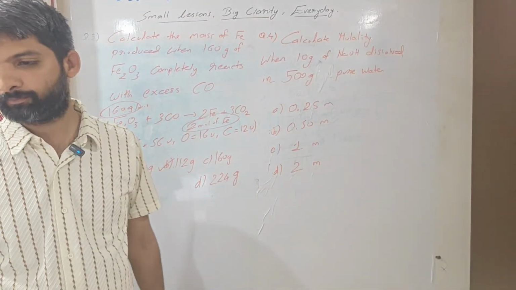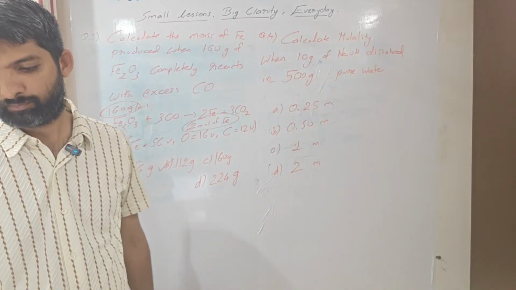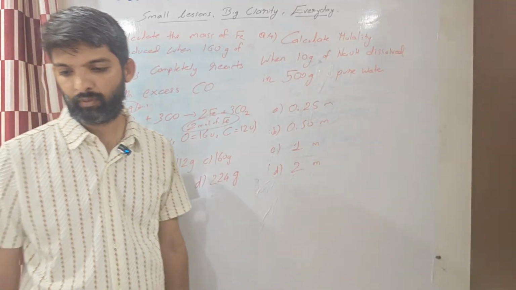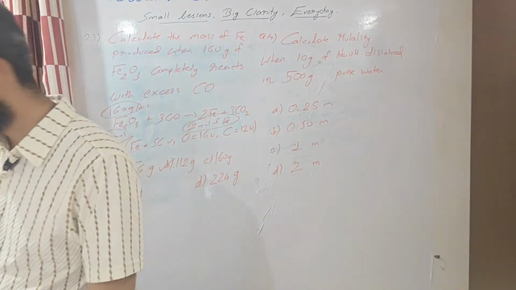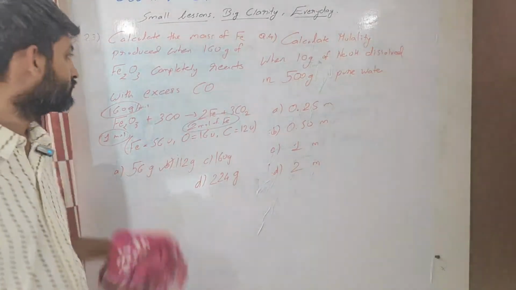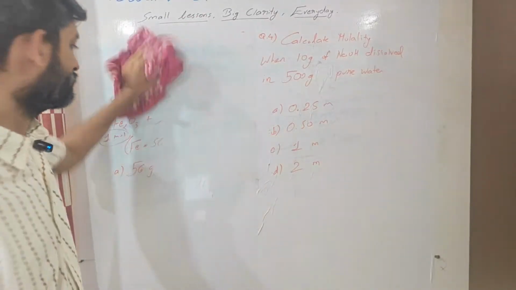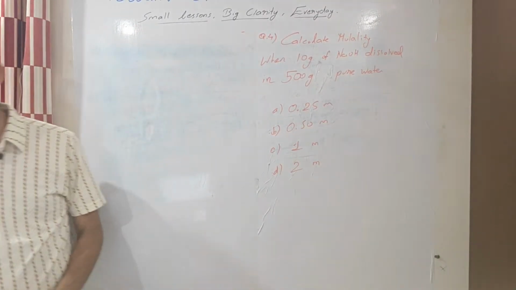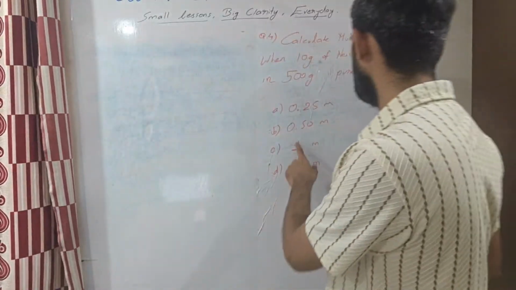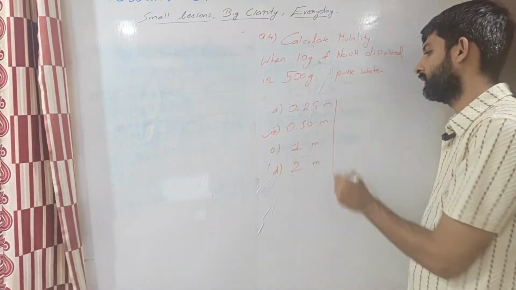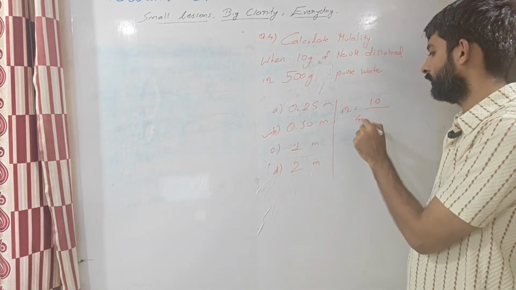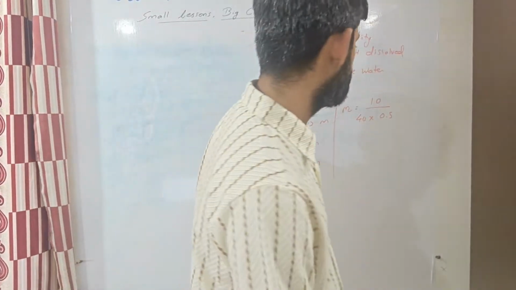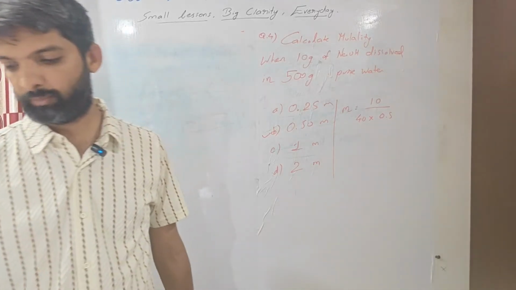Now solve this molality. Option B 0.5. Tell me about the molality. Molality. B is the right answer, 0.5 molal. Molality means mass upon molecular mass in weight of solvent in kg. So when you solve this, you will get 0.5 molal. Perfect.